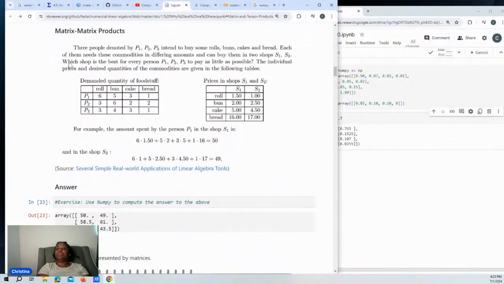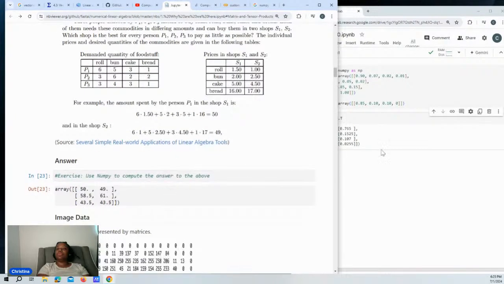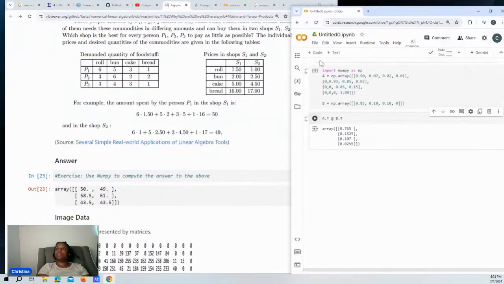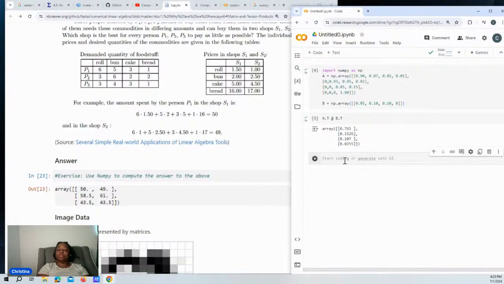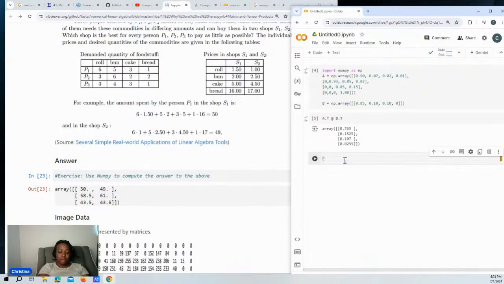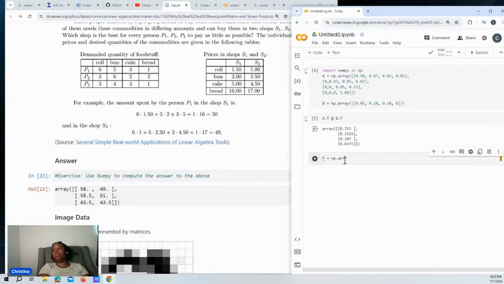So now that we know kind of what we're doing, we have this matrix, we have this matrix, and we want the dot product, I guess. And let's see if we can't get that answer. Okay. Let's do P equals NumPy array.